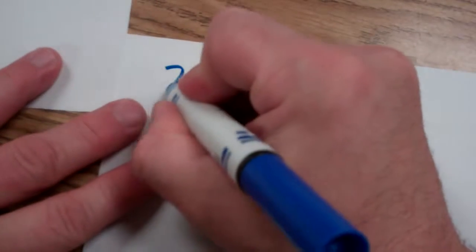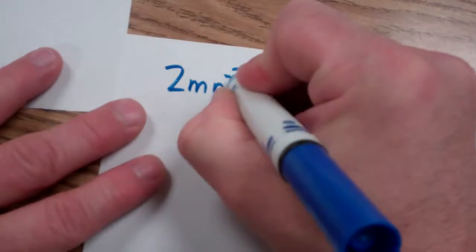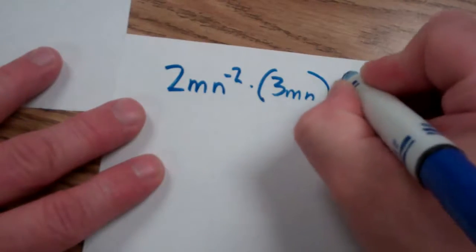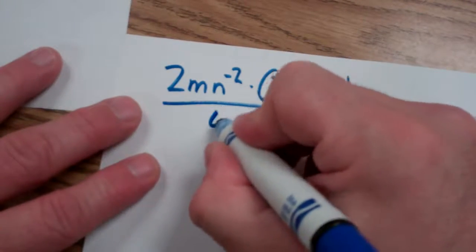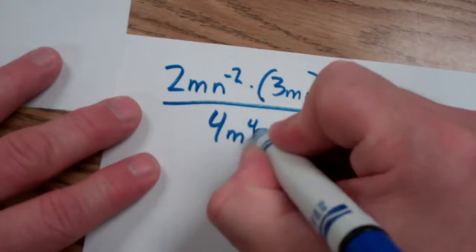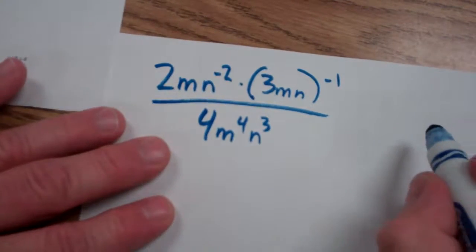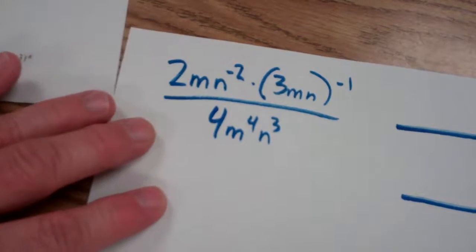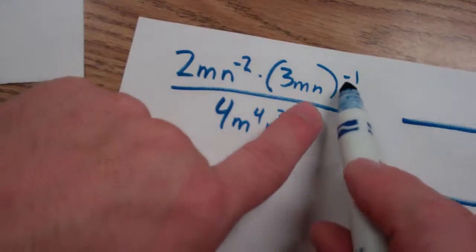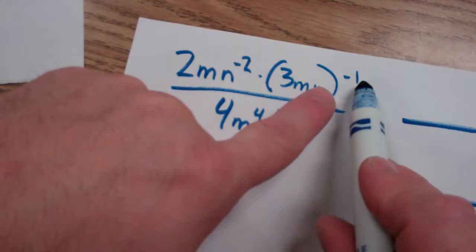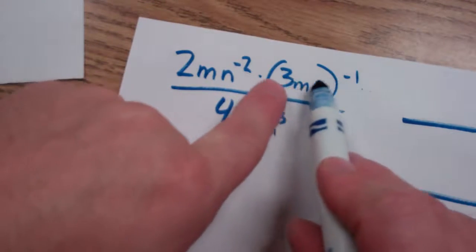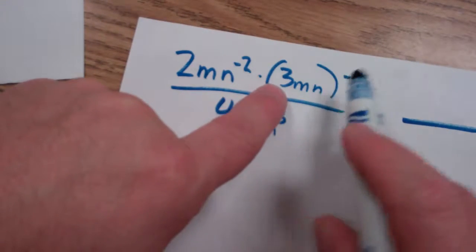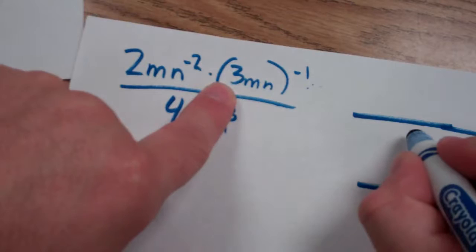First one is 2mn to the -2nd times 3mn to the -1st, over 4m to the 4th, n to the 3rd. So here's what I always say. Draw yourself out a couple fraction bars out to the side, and let's simplify this little by little. I'm going to do the parentheses first. This is a power of a product, because I'm going to have to go all, it's kind of like the distributive property. This would be 3 to the -1st, so I'm going to write it on the bottom as 3 to the 1st.